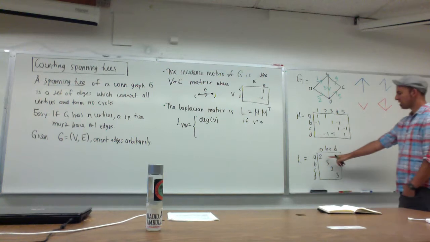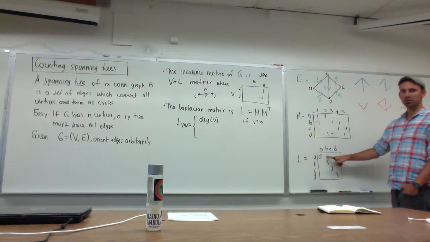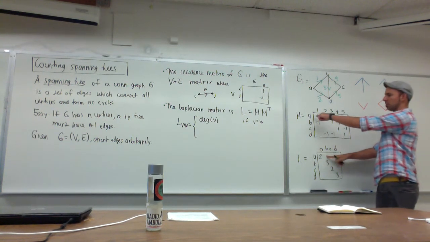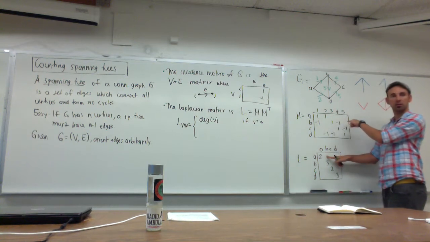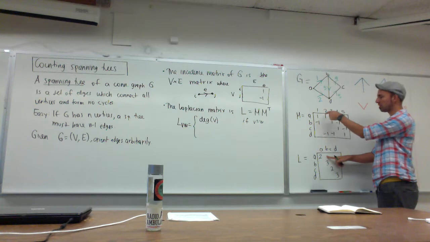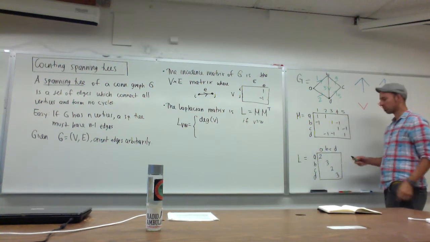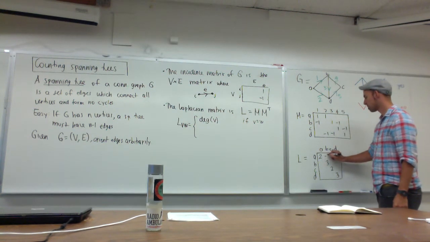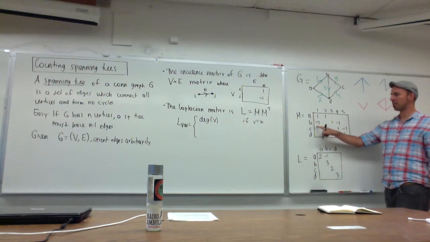Now what about the entry AB? Well, this is going to be the dot product of the row A and the row B. So when you take this dot product, you get 1 times -1, which is -1, and then 0, 0, 0. So I get a -1. And I get a -1 because I have an edge from A to B.